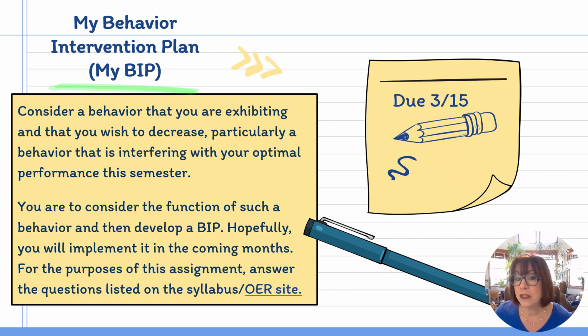For example, do you spend a lot of time on your phone or watching Netflix, so much so that it interferes with optimal performance in school? If so, that's what you'll focus on, and that is a typical target behavior for this paper.